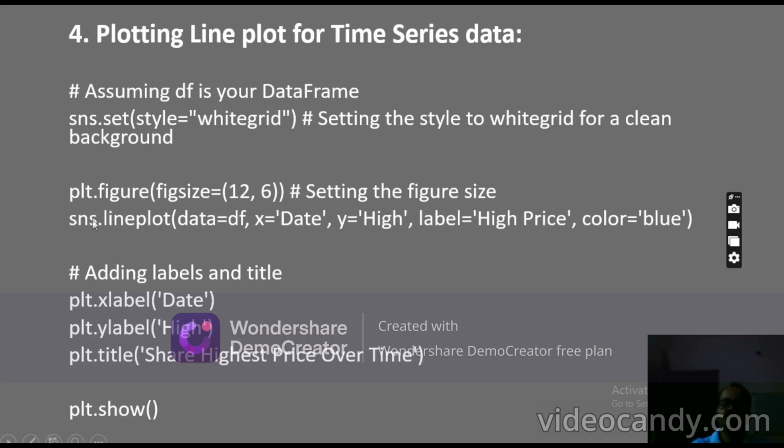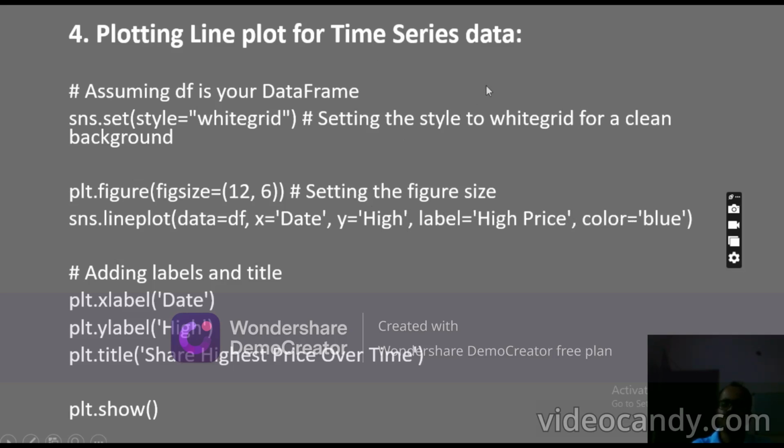sns, using Seaborn. SNS is the Seaborn library alias. It will plot the line plot based on the data frame. We are providing the data frame as the input data to draw the line plot. The x-axis will be generated based on the date, the y-axis based on the high. Label is the high price. Color, we can give any color, either blue or green, any color you can give as the value. So it will generate the line plot.